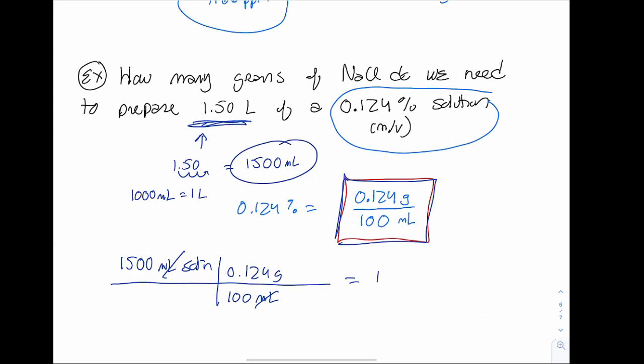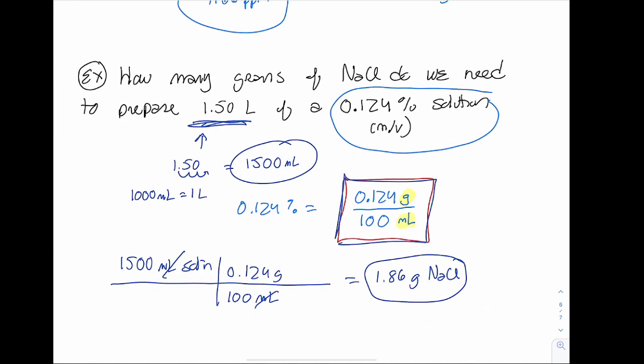And I get that I need 1.86 grams of sodium chloride. So again, anytime you're given a unit of concentration as part of the problem, please write it out, right? We're going to use that then to solve for something else. And it's a lot easier to try to figure out, do I multiply it or do I divide by it, if I actually have those units, right?